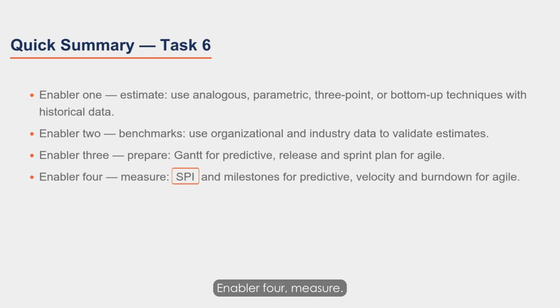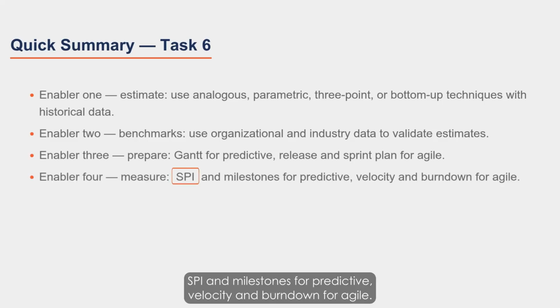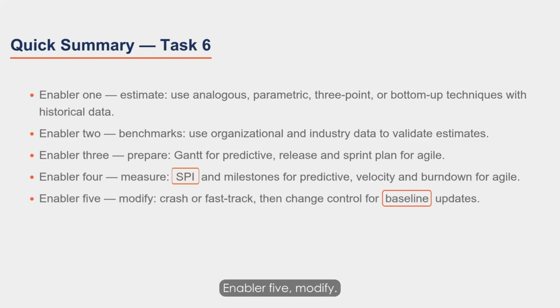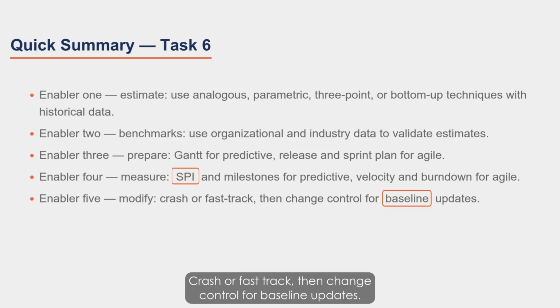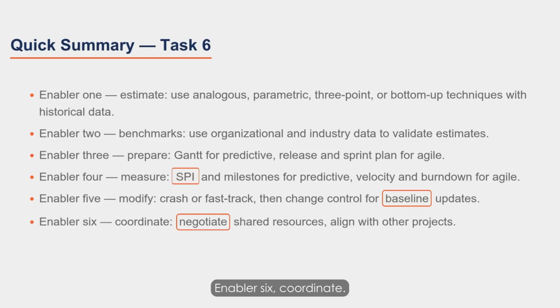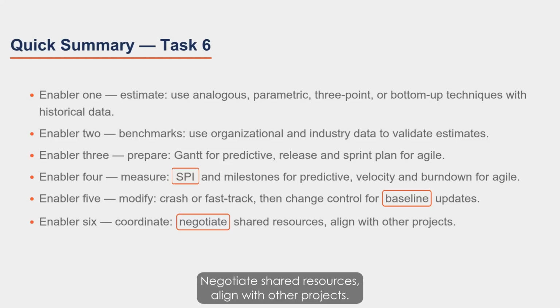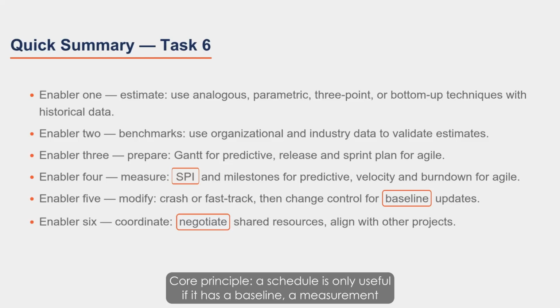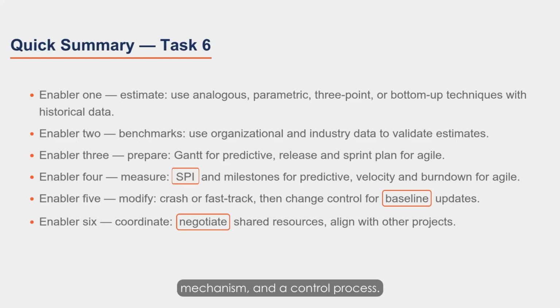Enabler 4, measure SPI and milestones for predictive, velocity and burn down for Agile. Enabler 5, modify, crash or fast track, then change control for baseline updates. Enabler 6, coordinate, negotiate shared resources, align with other projects. Core principle, a schedule is only useful if it has a baseline, a measurement mechanism, and a control process.